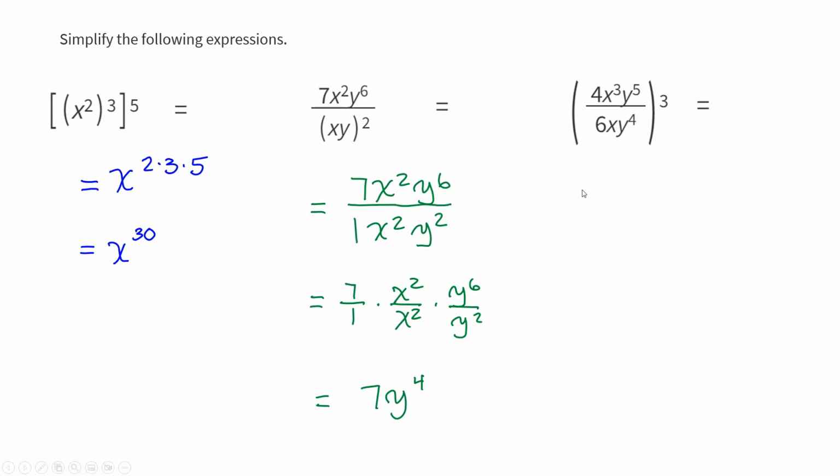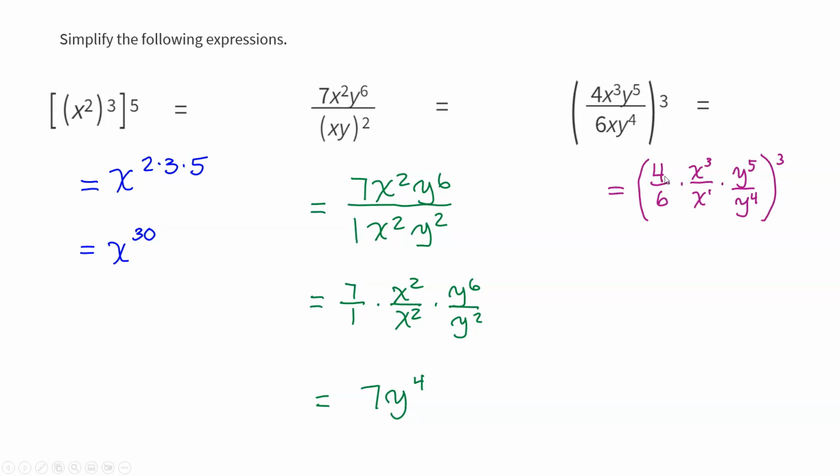So again, I'm going to split this up a bit more than I would normally show, just to showcase what's going on here. I'm going to do the coefficients separately, the powers of x separately, and the powers of y separately. So here you're going to have 4 over 6 times x cubed over x, which is x to the 1st, and then y to the 5th divided by y to the 4th.